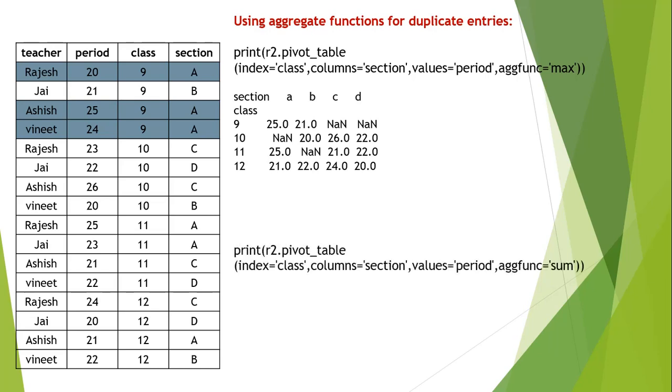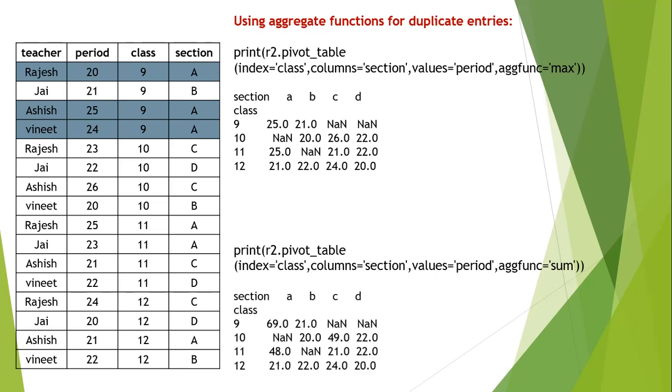Let's see if we use this agg function as sum here. You can see the whole of the entries are the same, only the agg function has been changed from max to sum. So what it will do is add up all the multiple entries. Okay, that means for class 9th it was 20, 25 and 24, so it will add all those three values and provide you the sum of those periods. Okay, let's see the output here.